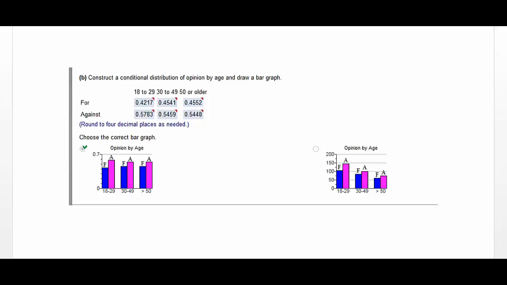So the last part is to identify the graph. So once I've got the numbers, then I just kind of look and I see that the against is higher. So against is higher there, against is higher there, so we're good. Against is higher here, but they're very similar percents. So they should be a little bit higher. Should be fairly similar to each other.